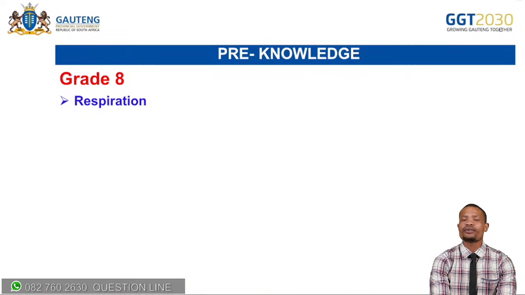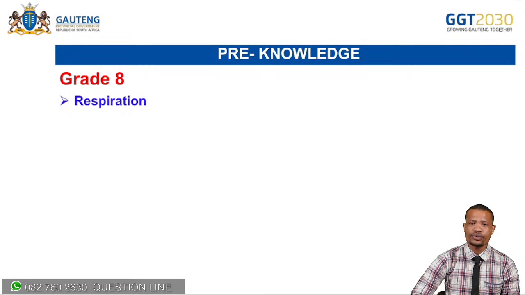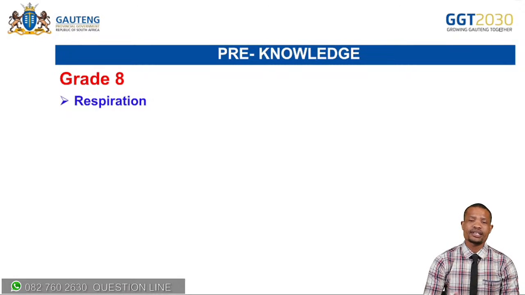In grade 8, we learned about respiration. But what is respiration really? Respiration is a process by which living things, okay, we've already defined what living things are, so now it should be easy to understand. Living things take in what? They take in glucose or food, and they break it down in the presence of oxygen to produce energy and carbon dioxide as a byproduct.